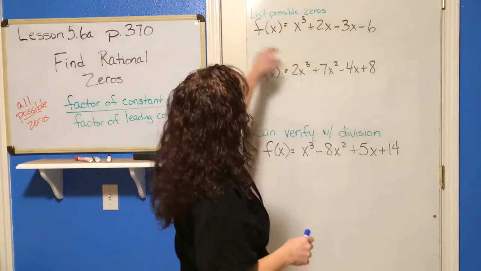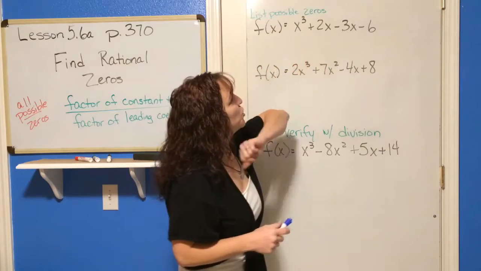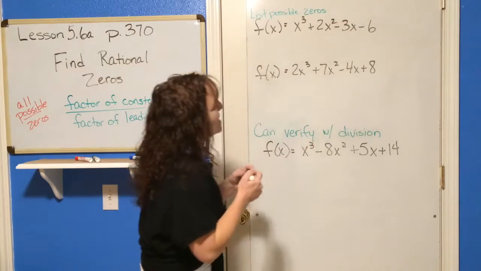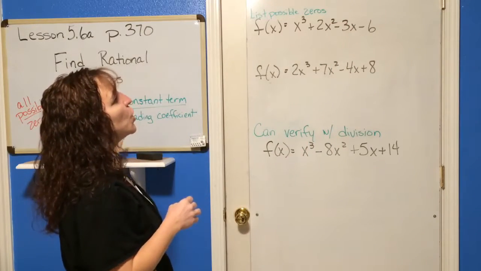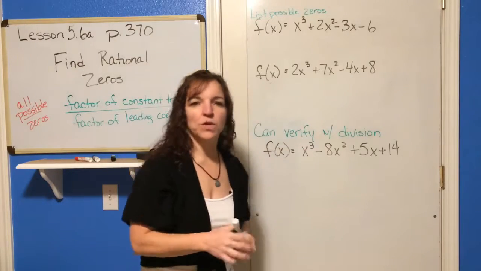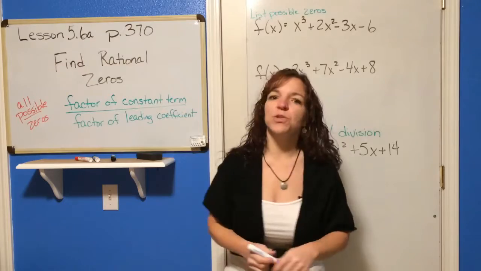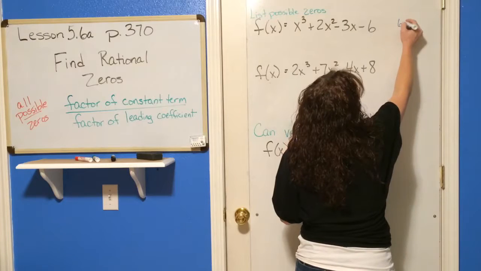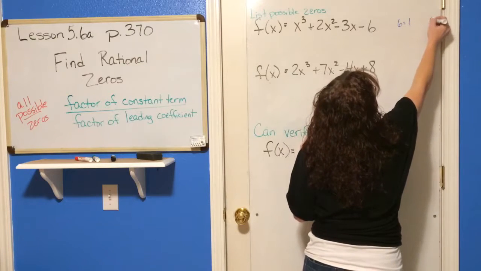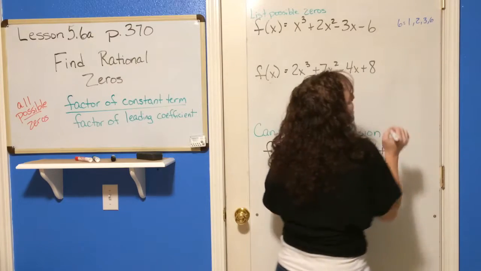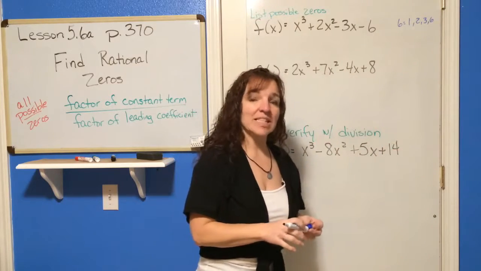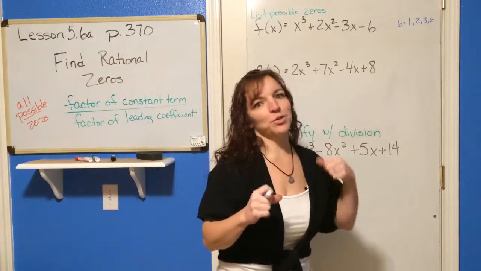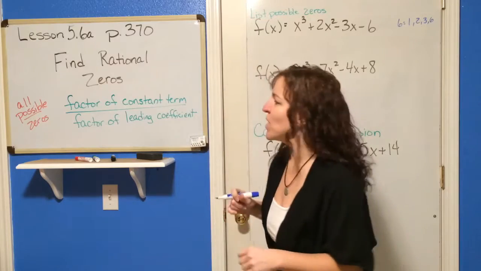All right, so I've got this function, x cubed plus 2x squared minus 3x minus 6. So that's my function, and I want to know what are all the possible zeros. Well, first I'm going to factor the constant term. The constant term is 6, and all the factors of 6 are, if you'll remember doing it this way, 1 times 6 is 6, and 2 times 3 is 6. So those are all of the factors of 6. Now remember, you can also have a positive 1 or a negative 1, a positive 2 or a negative 2, a positive 3 or a negative 3. You get what I'm saying? Okay, so there's more options.